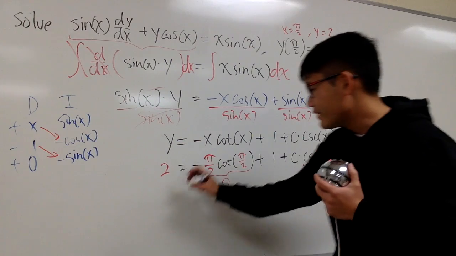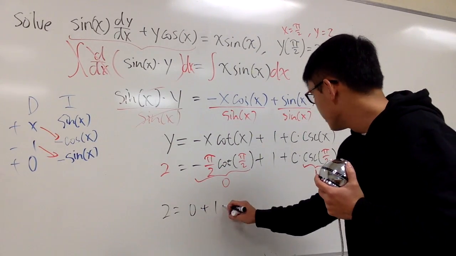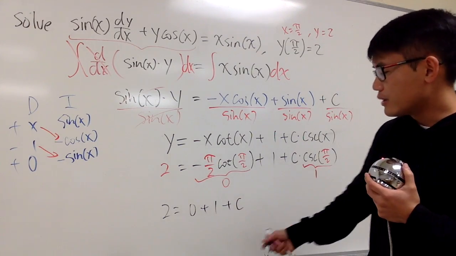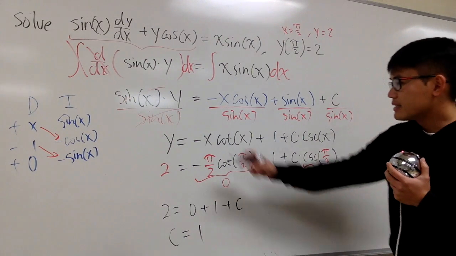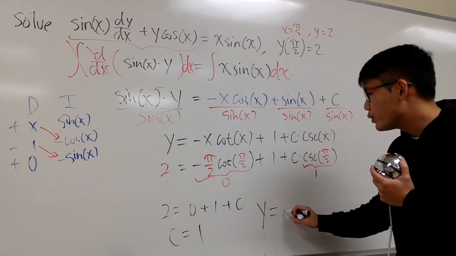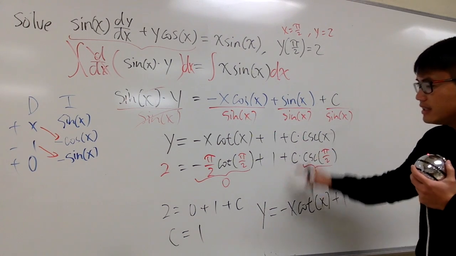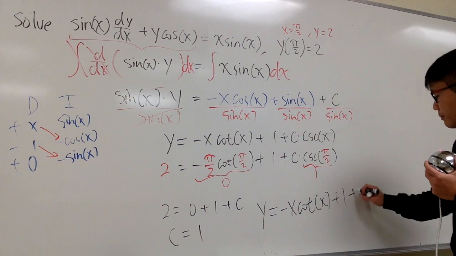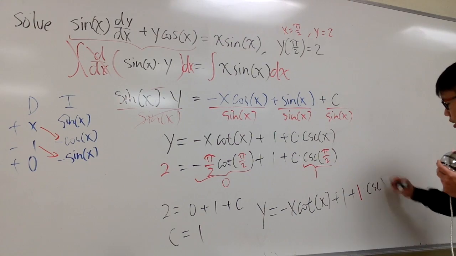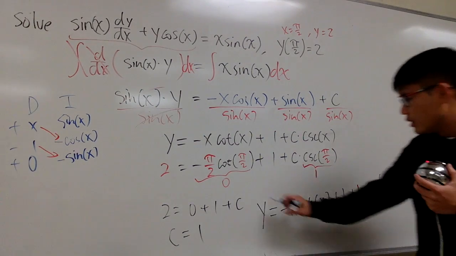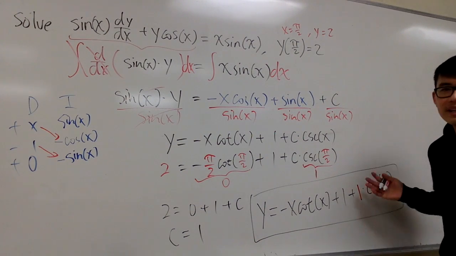So all in all here we have 2 equals 0 plus 1 plus c. So in other words, c will be 1, right? Subtract 1 on both sides. At the end, let's put this down. y is equal to negative x times cotangent of x plus 1. And c is also 1, so you can just put on plus... let me emphasize that for you... 1 times cosecant of x, like that. Of course, if you don't want to write down this one, you don't need to, but this is it.